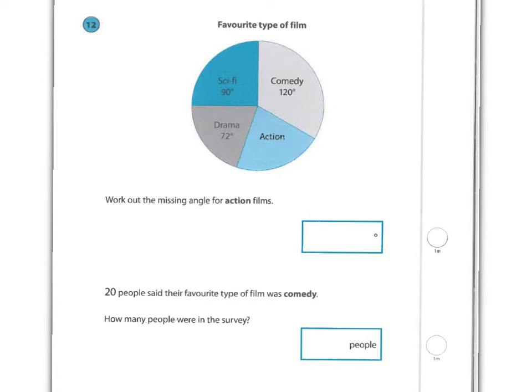This is a pie chart showing the favourite type of film. Question 1 is work out the missing angle for action films. Well, the first thing we would have to do is add up the angles that we've been given. So we've been given a 120, a 90, and a 72.